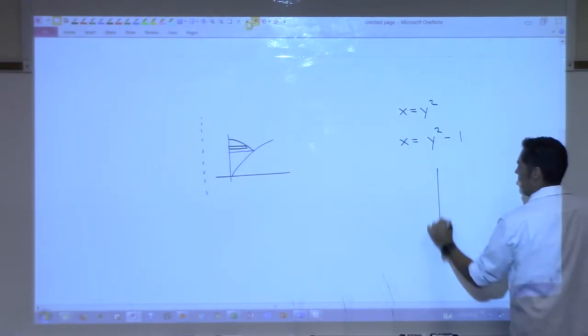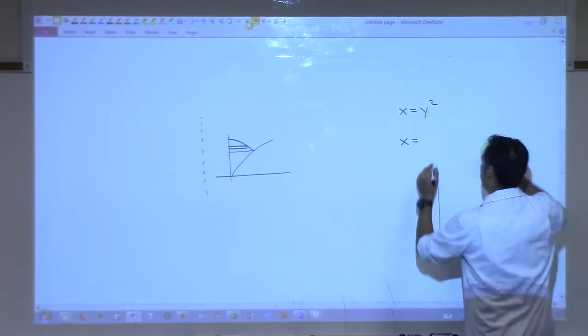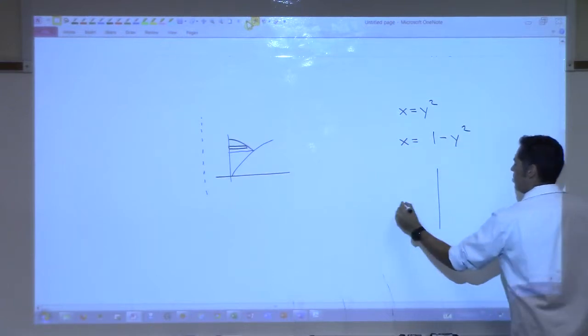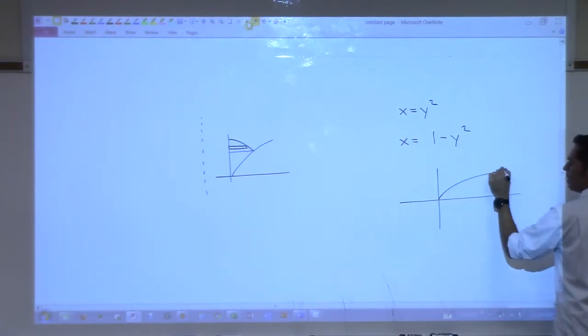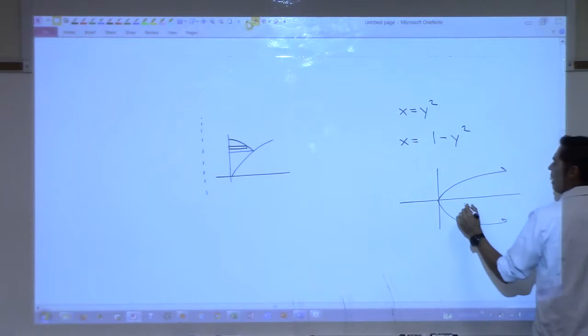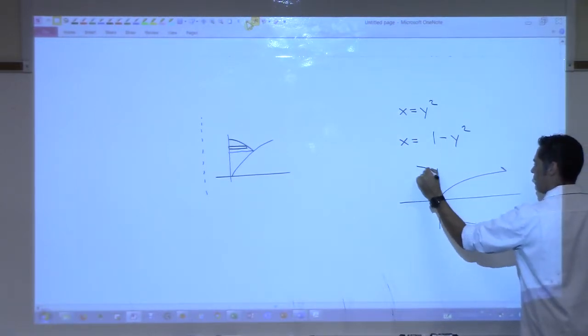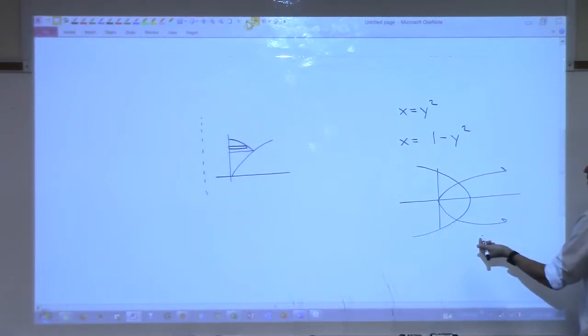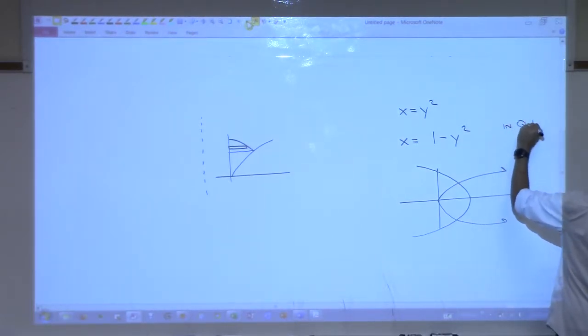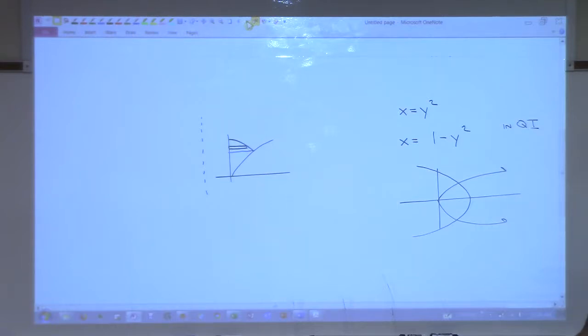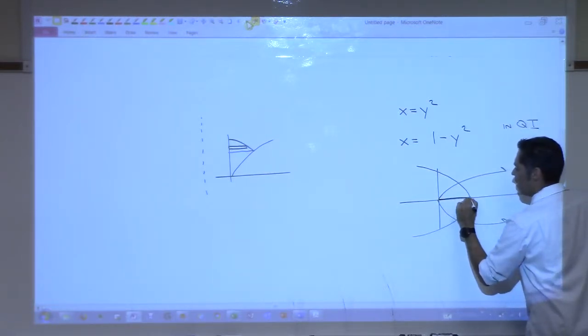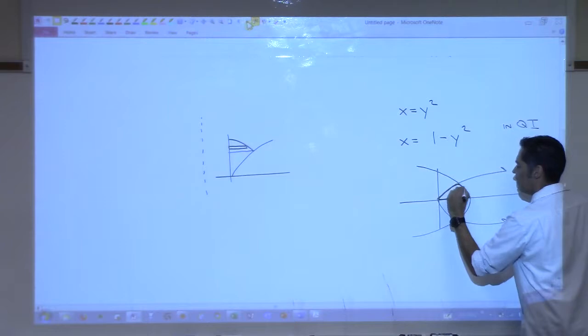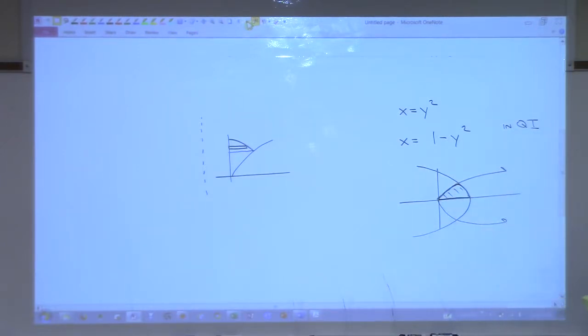If we were to graph that, not 1 minus y squared, let's just do that. We'd have a parabola opening up sideways like this, and another parabola that opened up like this, roughly. And let's just say in quadrant 1, just to make our lives easier. So only looking in quadrant 1, we're talking about this region right here. Okay? Got it?